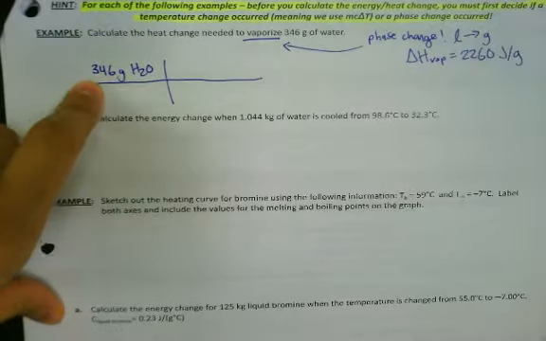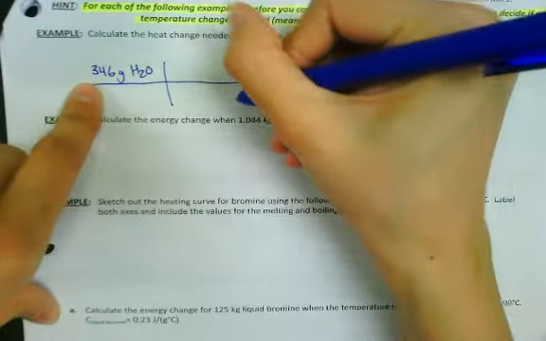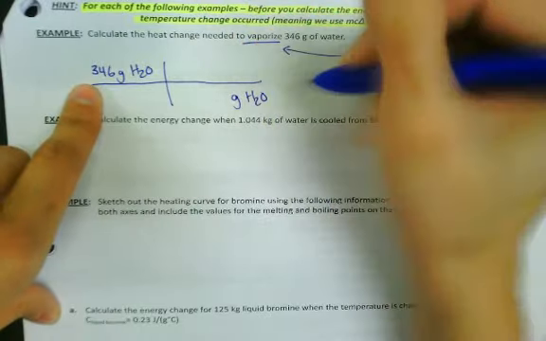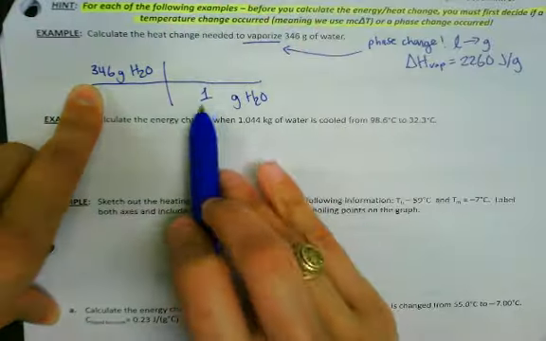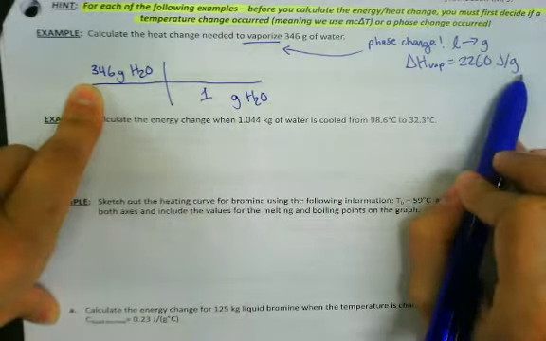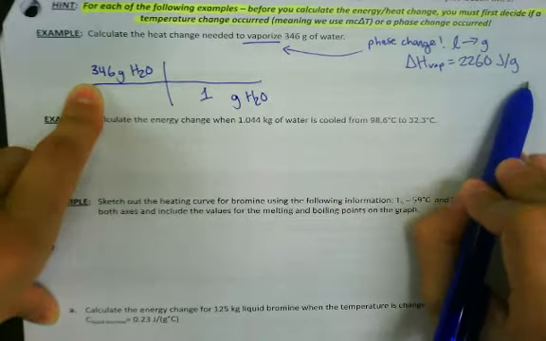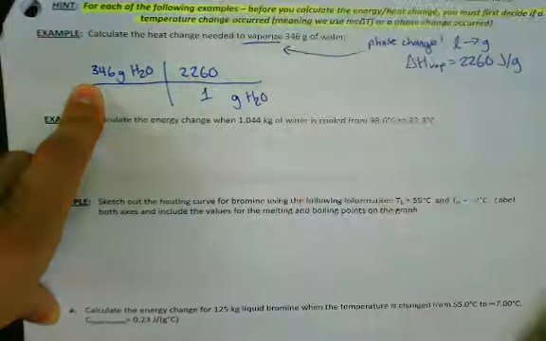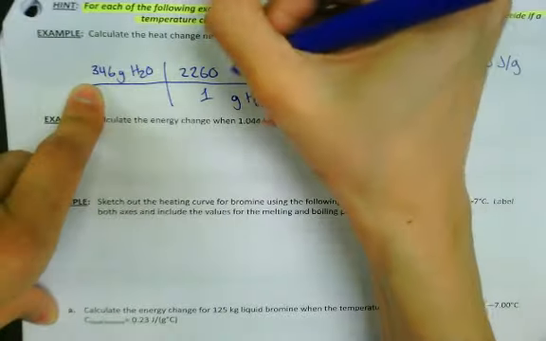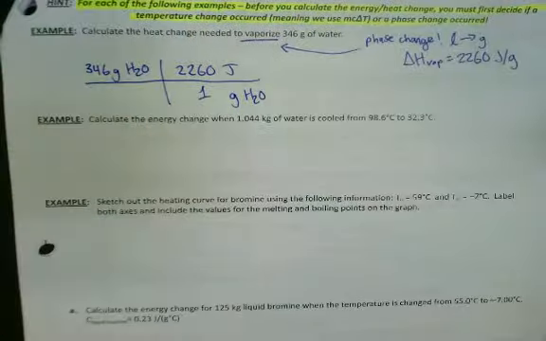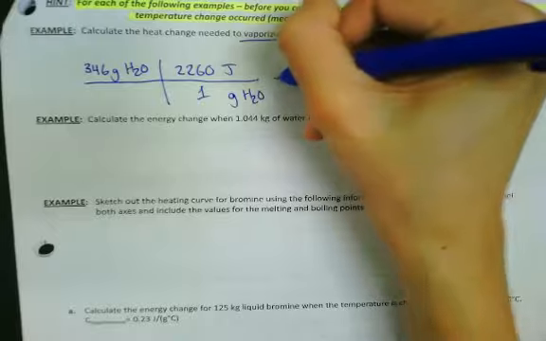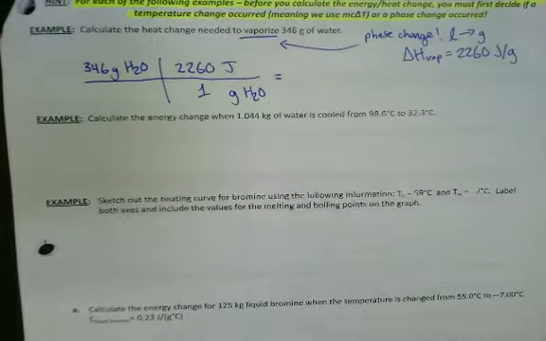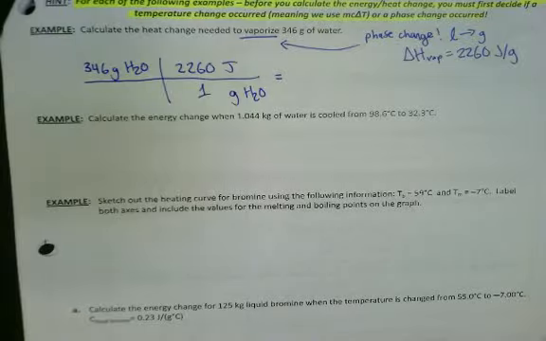And I know to vaporize 1 gram of water, this is this many joules per 1 gram, I need to put in 2,260 joules worth of energy. So simple one-step dimensional analysis. Go ahead and get your calculators out. Do that.